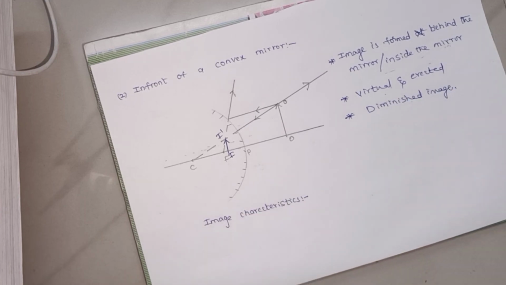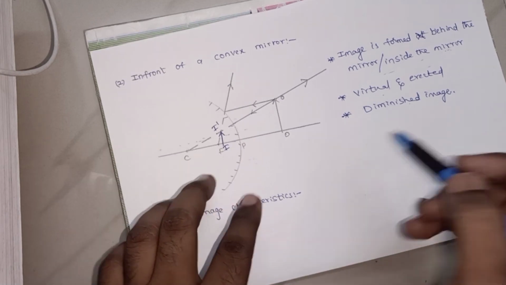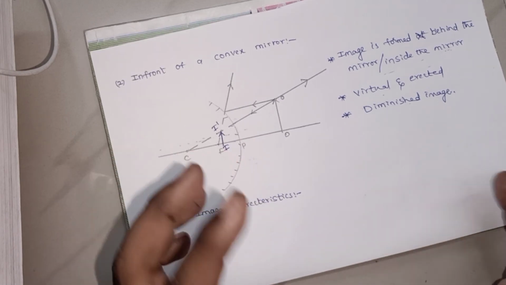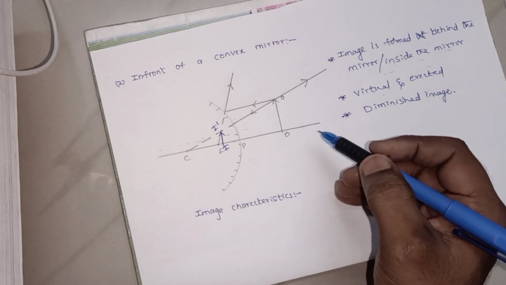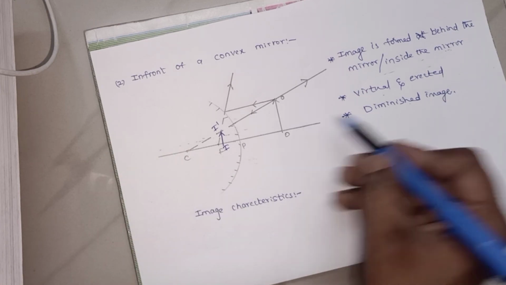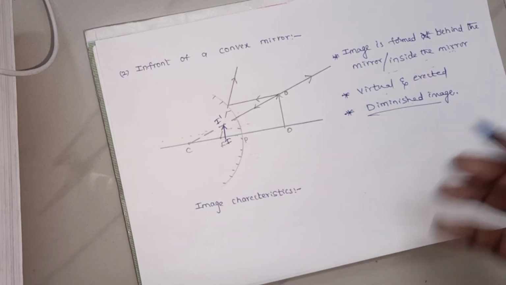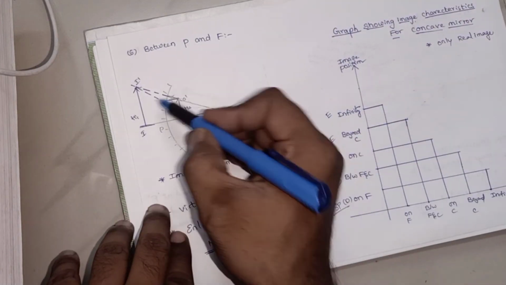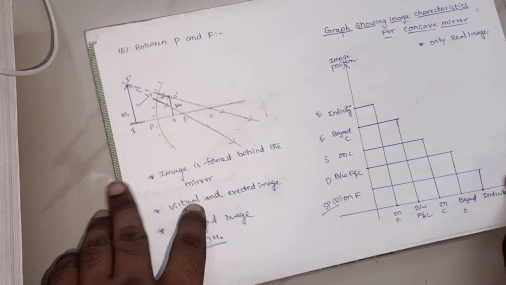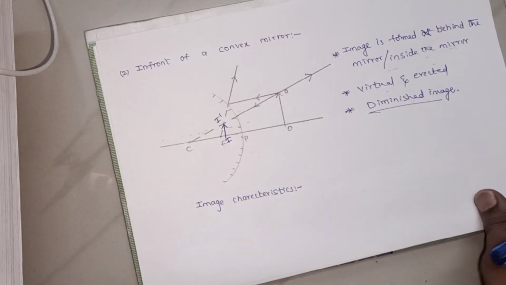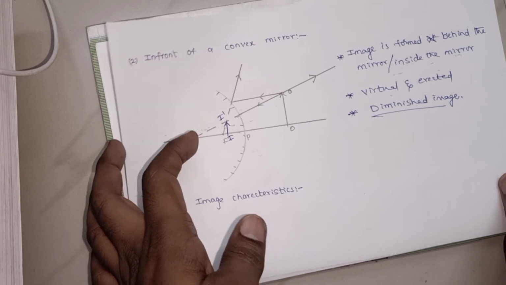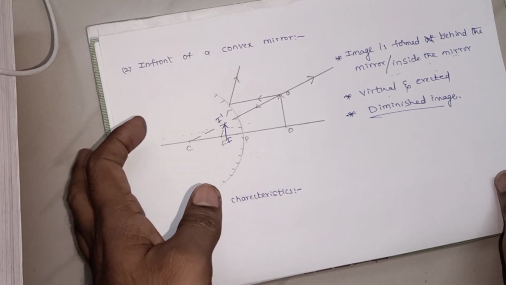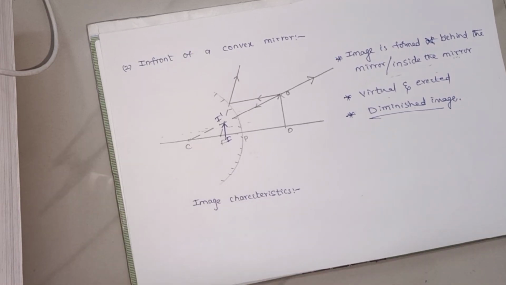Clear? So now I am comparing the virtual image which is formed by the concave mirror and convex mirror. So in case of the convex mirror, it will be the diminished image. But in case of a concave mirror, the virtual image is an enlarged image. This point you should remember, children. Clear, all of you? I hope you understood how to draw the ray diagram effectively by watching this video.